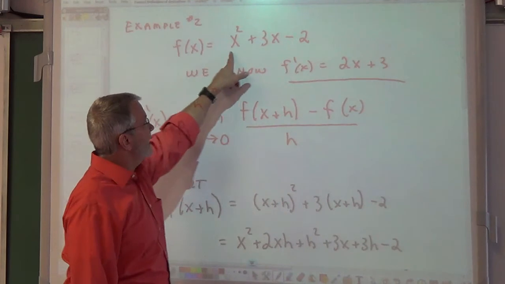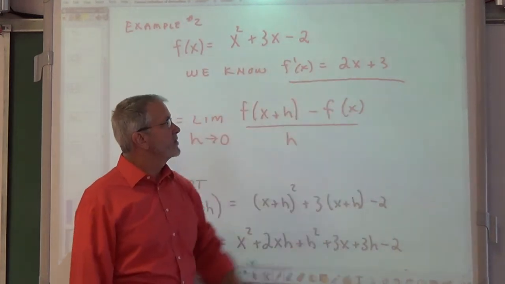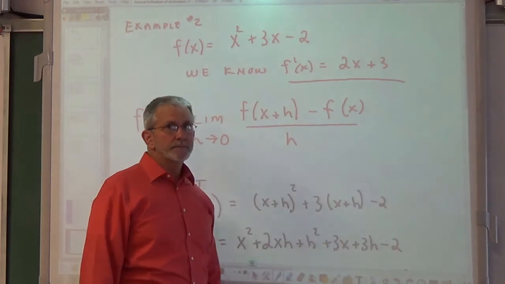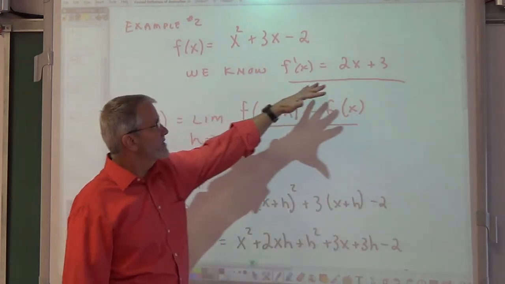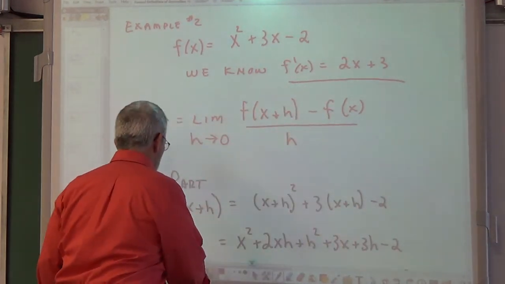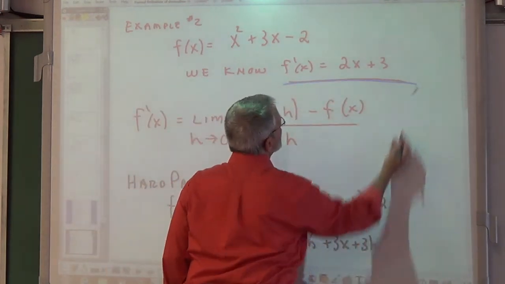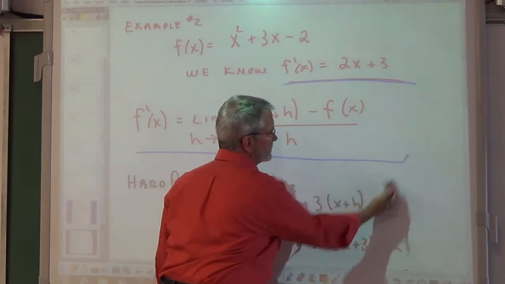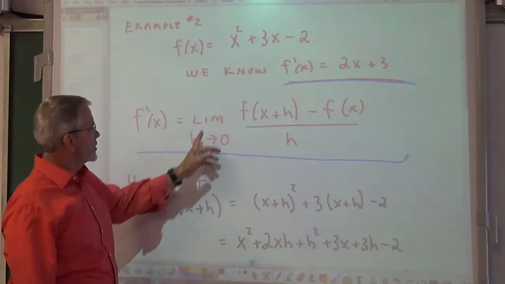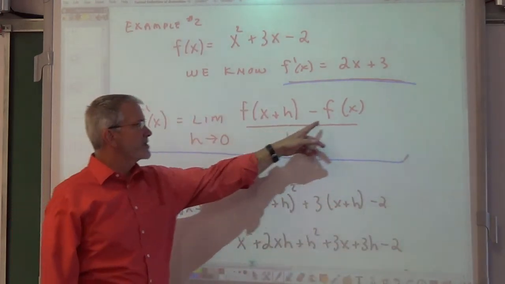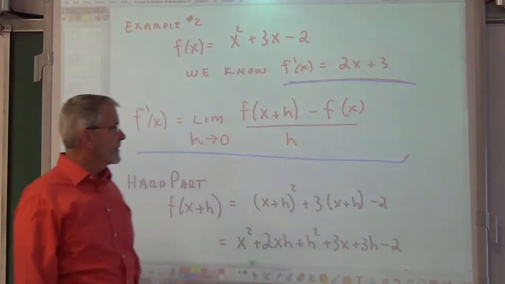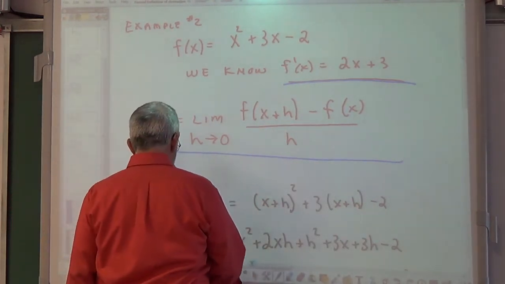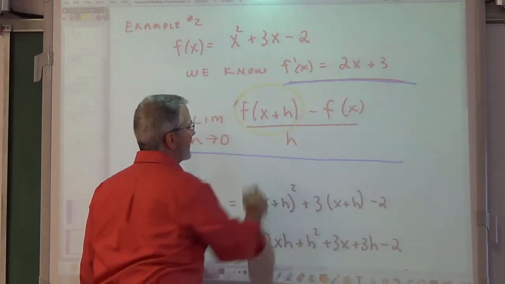Example 2, f of x equals x squared plus 3x minus 2, which we know by the power rule has derivative 2x plus 3. So this is where I want to end up when I use my definition. The limit as h goes to 0 of f of x plus h minus f of x over h. And what is the hard part? The hard part is simplifying this f of x plus h.